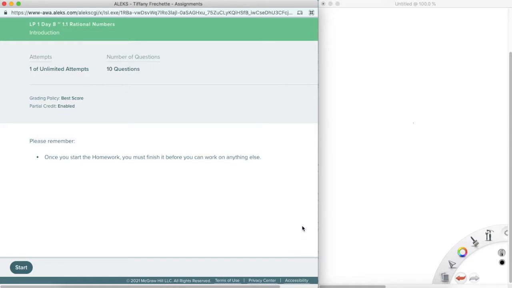Even if you're not completely done, it's unlimited retakes. You can always go back and redo that part. Just make sure that you always submit it. Otherwise, it'll lock you out of everything else until you submit this one. All right, anyway, so let's go ahead and click Start.